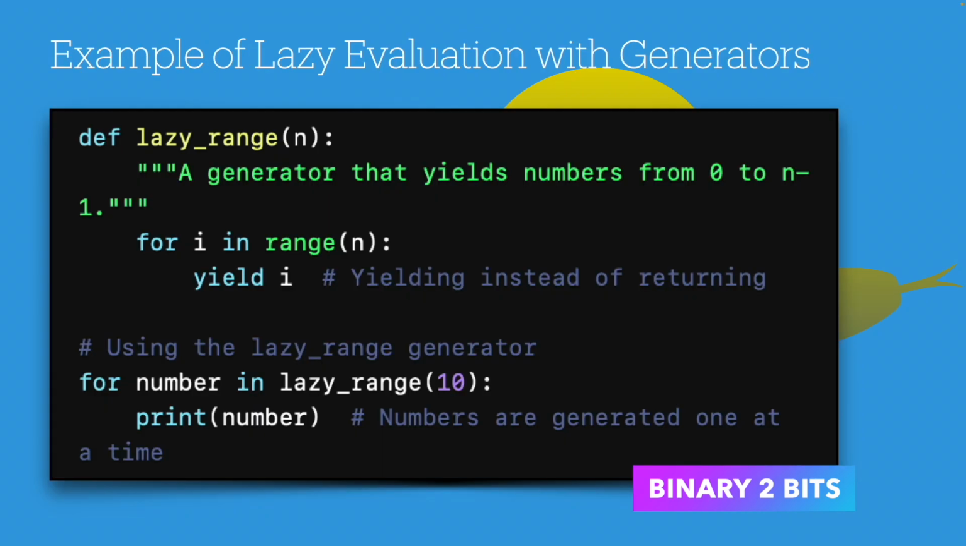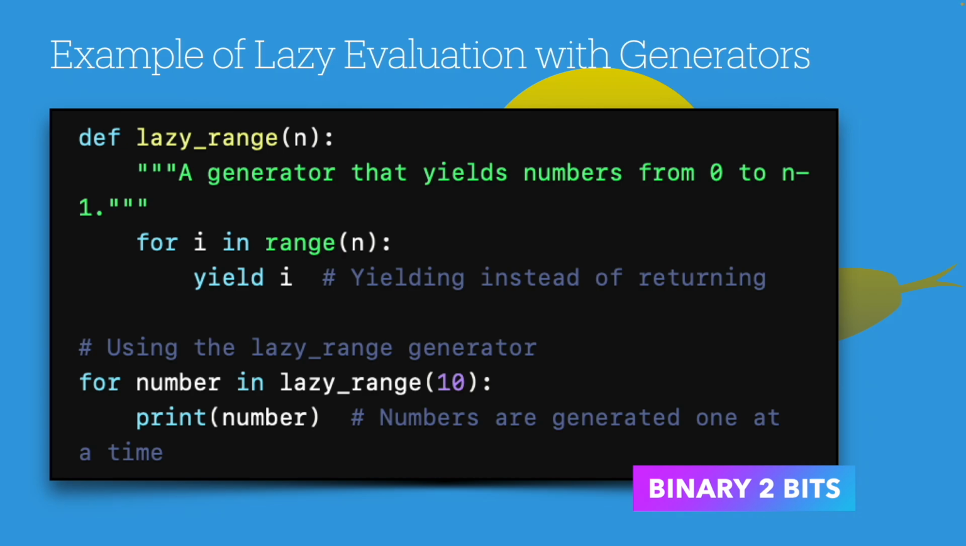Example of lazy evaluation with a generator. Here we define our generator using the yield keyword. It is a generator that yields numbers from 0 to n-1. We provide lazy_range, which uses the range function, and we yield whatever value the loop provides.